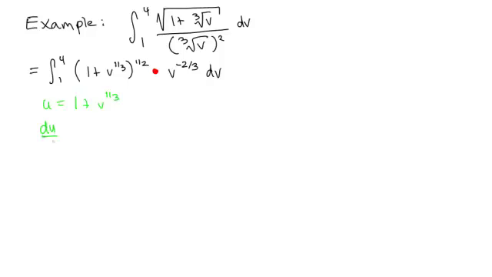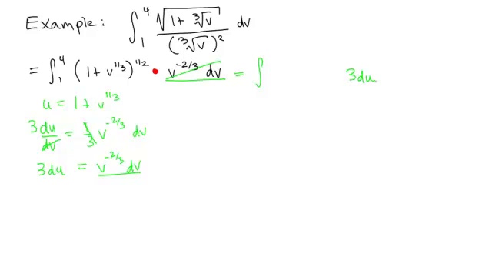If we take the derivative, du dv, we're going to end up with 1/3 v to the negative 2/3 power. I'll multiply both sides by a dv, and also multiply both sides by a 3 to simplify that right-hand side, and we're going to have 3 du is equal to v to the negative 2/3 dv. And check it out. We have a perfect match for our differential. So we can replace this with the expression 3 du. Our substitution was built for 1 plus v to the 1/3, so that's just going to become u to the 1/2 power.